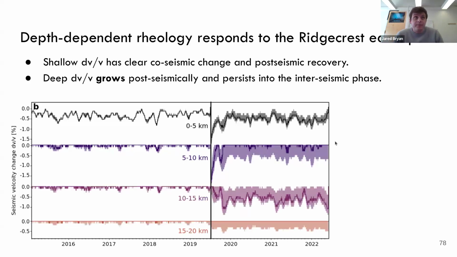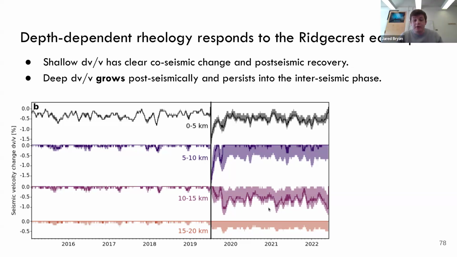Okay, so by contrast, if we look at the velocity change that occurs in the deeper part of the crust, so here there's a bin from 10 to 15 kilometers, we see that there's no big coseismic velocity change, and instead this velocity change accumulates over the post-seismic phase. So after this shallow velocity change has fully recovered, this deeper velocity change remains in this perturbed state, and you don't need any shallow velocity change to explain perturbations to the early part of the seismic signal, and the only thing that's left is this deeper change that accumulates post-seismically.